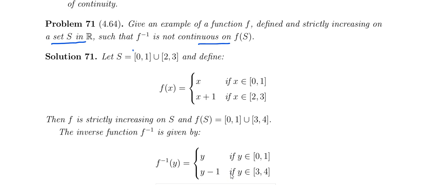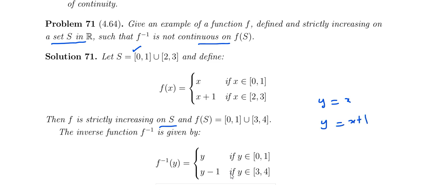Okay, take S as the union of [0,1] and [2,3], and define a function: f(x) = x for x in [0,1], and f(x) = x + 1 for x in [2,3]. Here the function is strictly increasing on S. If you find f of S, that is [0,1] union [3,4], and you define its inverse function, how do we define the inverse function?